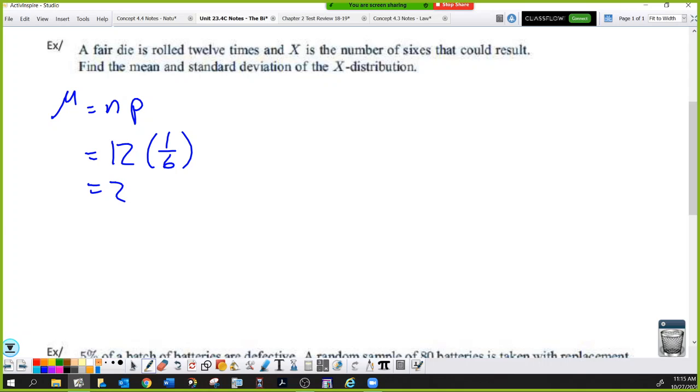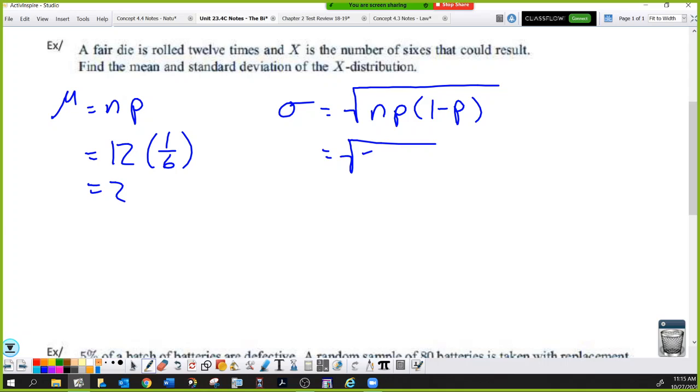What's the standard deviation? Sigma is the square root of np times 1 minus p. Well, we already know what np is. We just found it. np is 2. And 1 minus p would be 1 minus 1/6, or 5/6. So the standard deviation is the square root of 10/6, which is 5/3. The square root of 5/3. It's like 1.291.